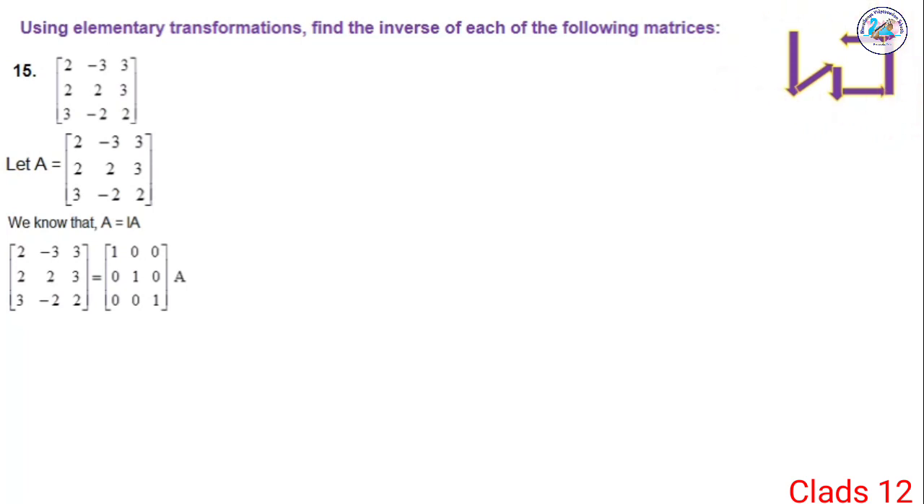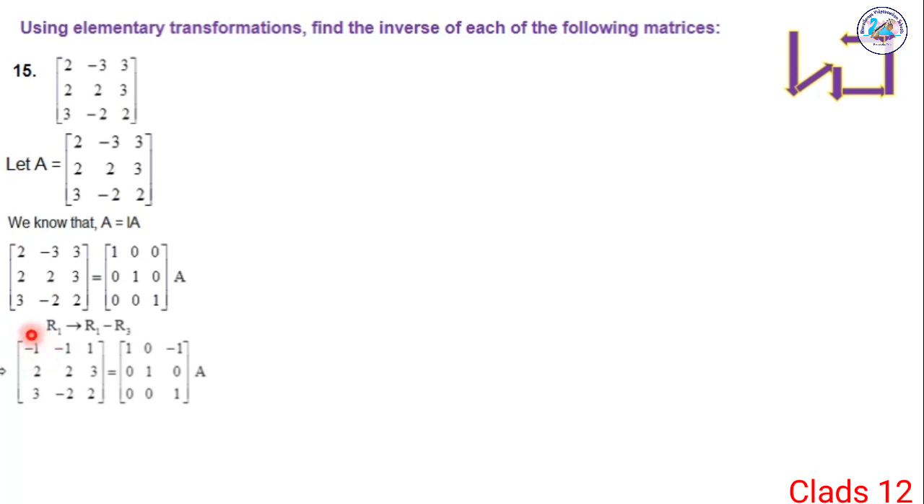First and foremost, we have to change this element 2 to 1. For that purpose I am going for the operation R1 changes to R1 minus R3. After doing the operation, R1 is 2 minus 3, which is minus 1. Then minus 3 minus minus 2, that is minus 3 plus 2, which is minus 1. Then 3 minus 2, which is 1. R2 remains the same and R3 also remains the same. On the right side, the identity matrix, the same operation you have to do: R1 minus R3. 1 minus 0 is 1, 0 minus 0 is 0, 0 minus 1 is minus 1. R2 same, R3 same, as we have written in A.